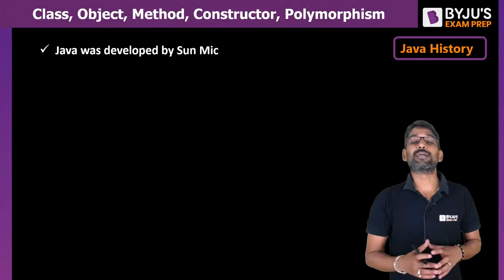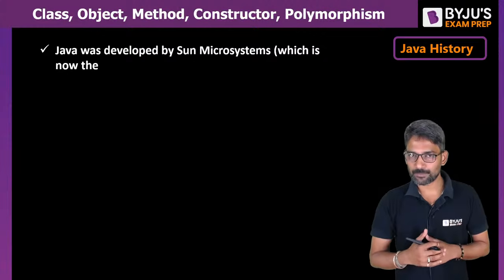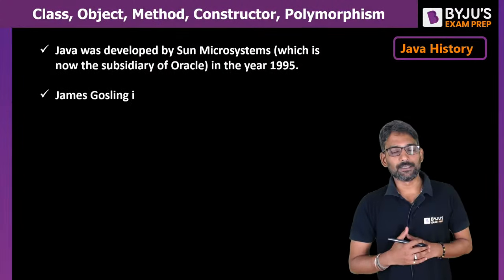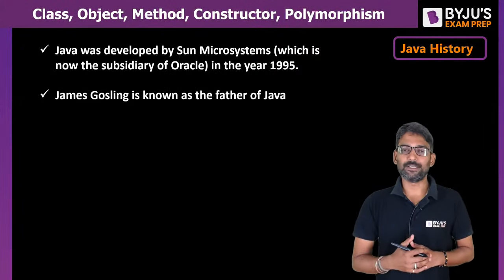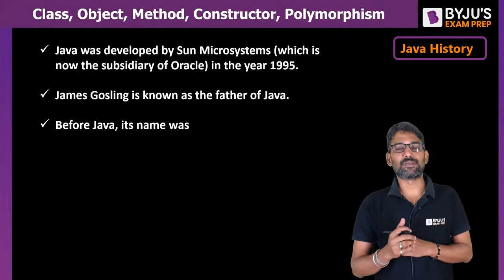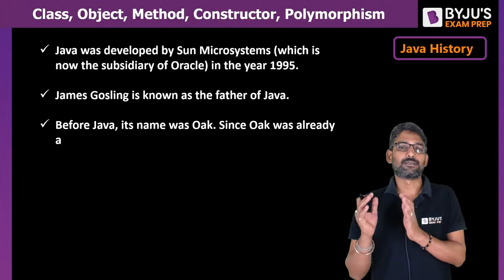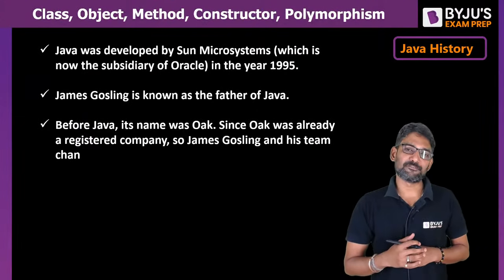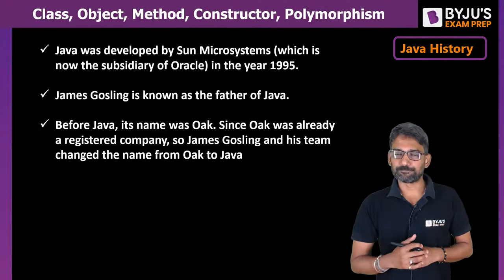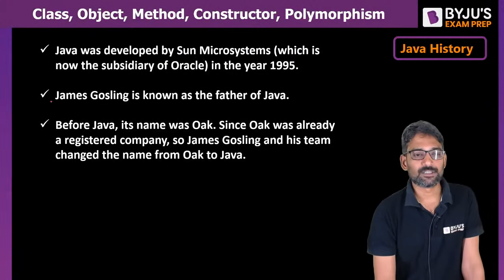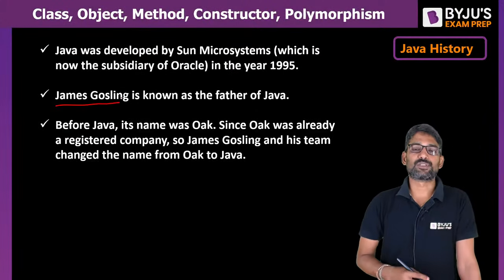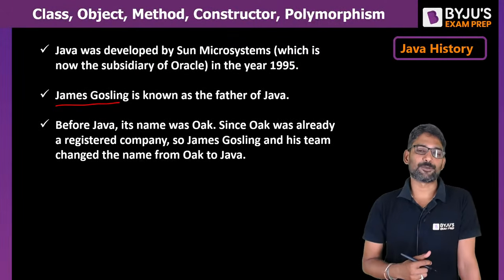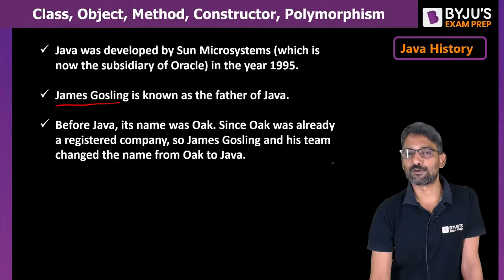Java was developed by Sun Microsystems. Now it is taken over by Oracle. So you can say Oracle. But actually speaking, when Java was invented, the organization name was Sun Microsystems. In 1995, Java was written. And who wrote it? James Gosling. So James Gosling along with his team developed Java programming language. So he is treated as father of Java.